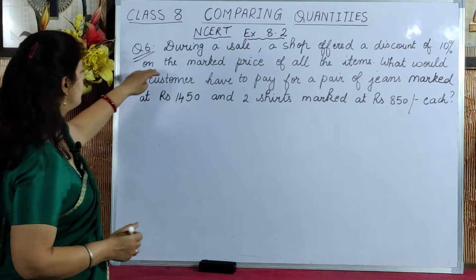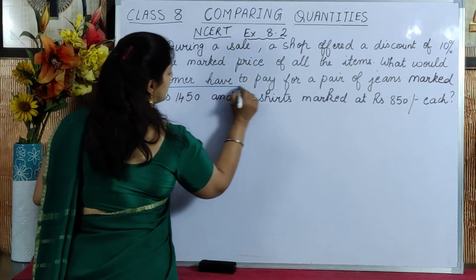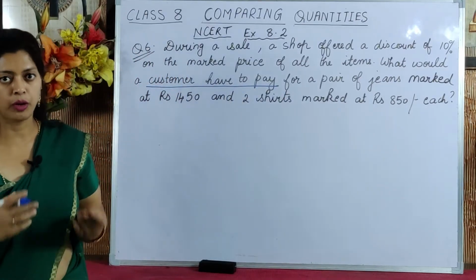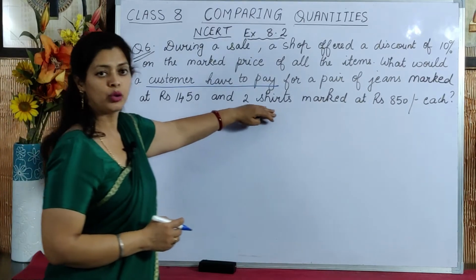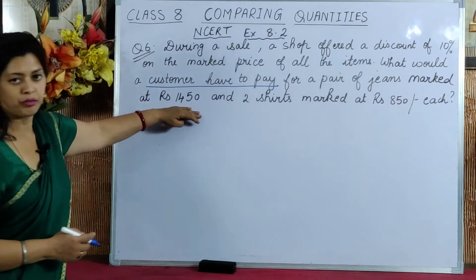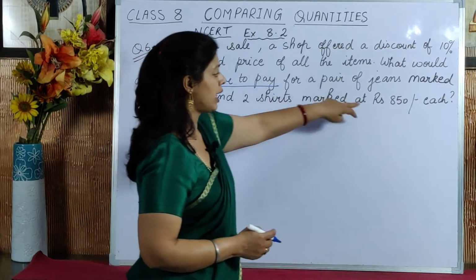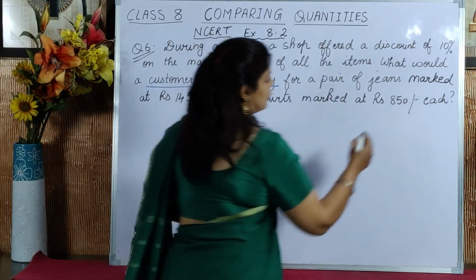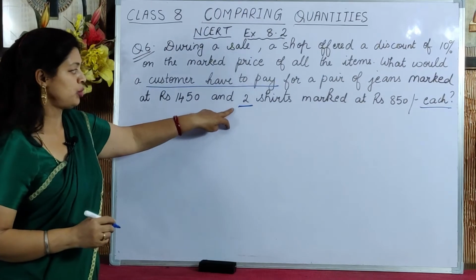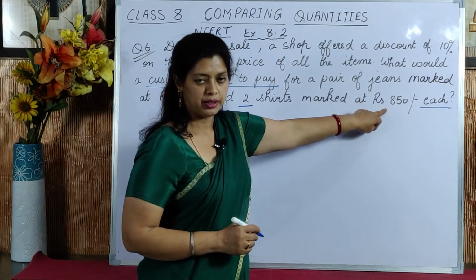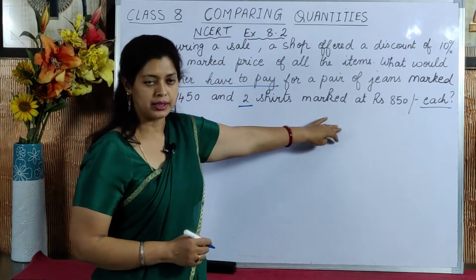And what are we required to find? What would a customer have to pay? So what the customer has to pay is the sale price. You are required to find the sale price. And how many items is he buying? He is buying a jeans and two shirts. So we are given the marked price of both the items, that is jeans is rupees 1450 and the two shirts are marked at rupees 850 each. So here the word each is important because this is the price of one shirt. You have to multiply this by 2 to get the marked price of both the shirts.